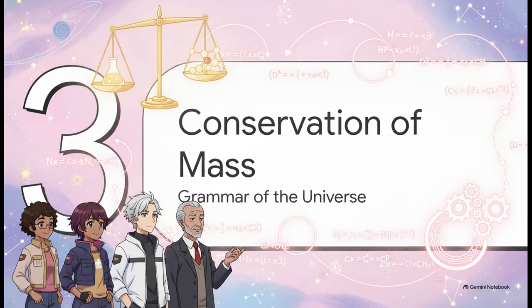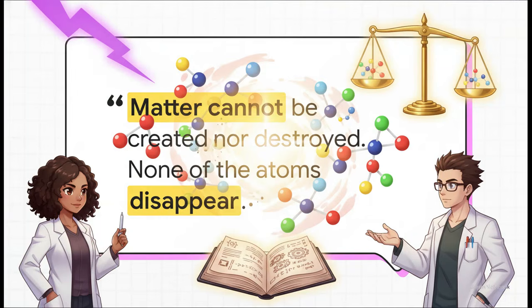Okay, let's jump into Section 3, Law of Conservation of Mass, the grammar of the universe. This right here is the absolute unbreakable grammatical rule of chemistry. Matter cannot be created nor destroyed. None of the atoms just disappear into the void during a reaction, and there's no way new atoms magically appear out of nowhere. They simply break their bonds and rearrange themselves to form completely new chemical compounds. Because of this, the exact total mass of your reactants absolutely must equal the total mass of your products.